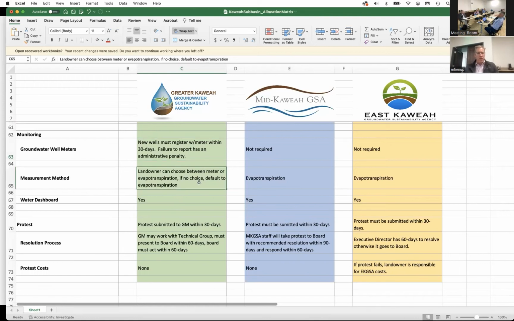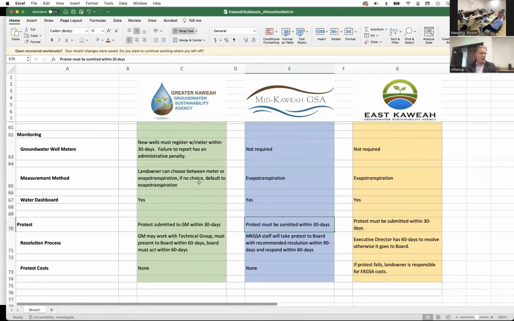The landowner can choose between meter or ET. If the landowner doesn't make a choice, it defaults to ET. There's a question then about, if they want to report on metering, how does that get converted into an ET calculation for the dashboard? Because the dashboard is ET based, but there's a formula for that. Whereas in Mid and East, it will simply be ET based for the time being. All three are using the water accounting dashboard.